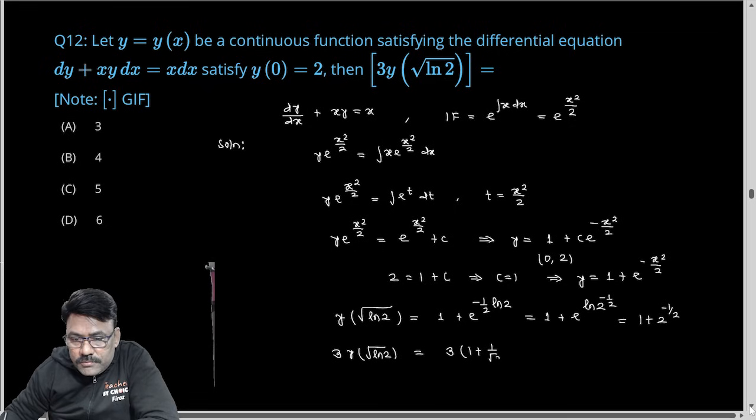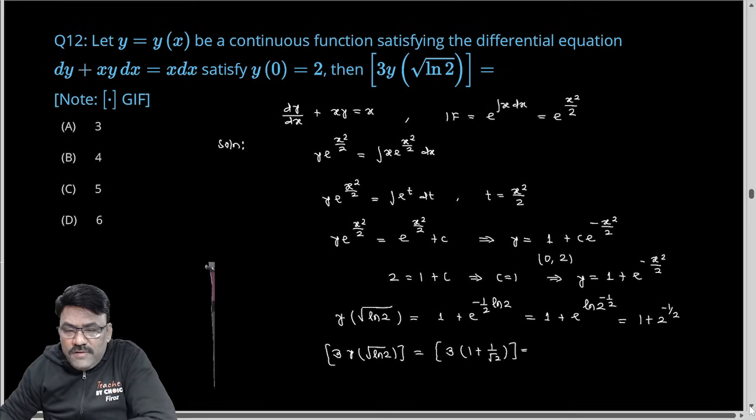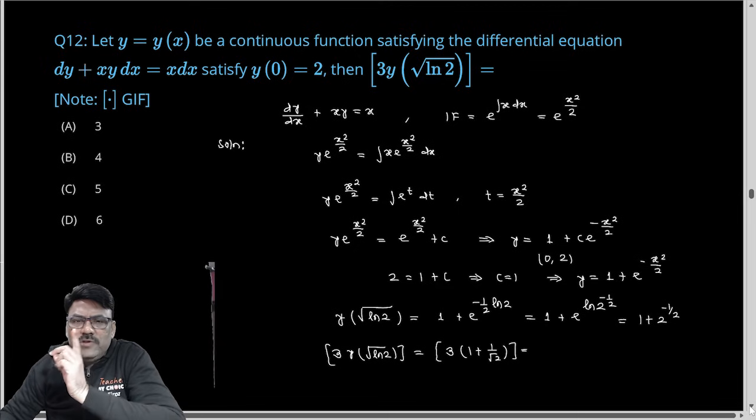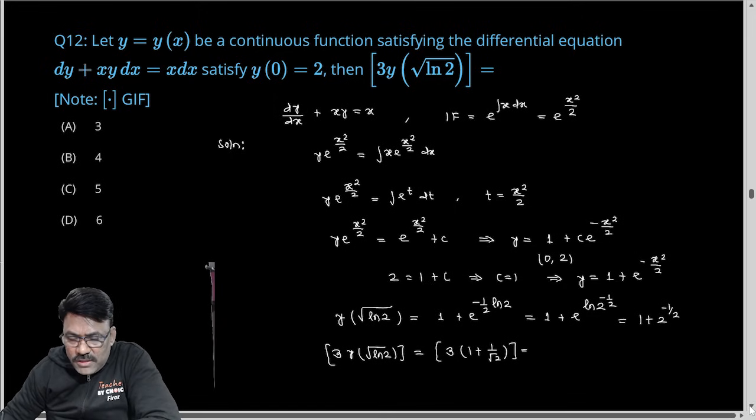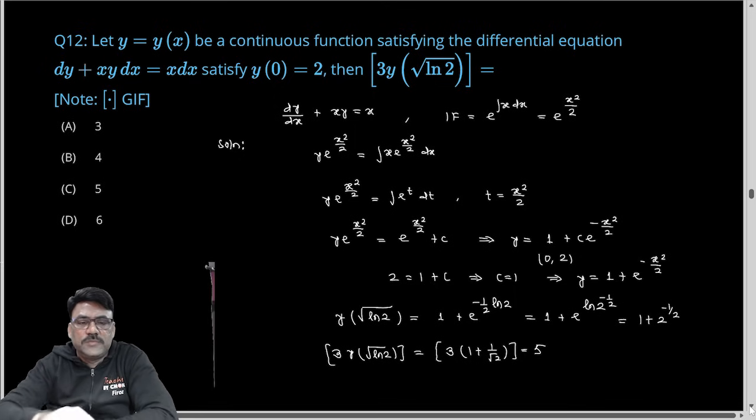2 raised to minus half is 1 by root 2, and now you need its integral part. 1 by root 2 is root 2 by 2. Root 2 is 1.414, so root 2 by 2 will be roughly 0.7. 1 plus 0.7 is 1.7, and 1.7 into 3 will be 5.1 roughly. So this quantity inside the integral part is roughly 5.1, and hence its integral part will be 5 only, which is option C, right?